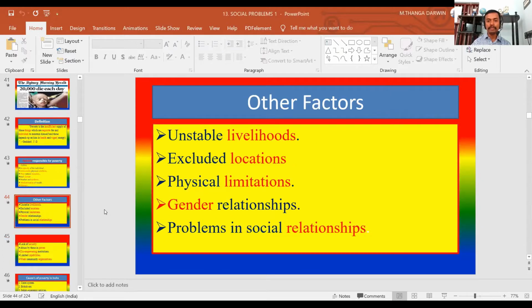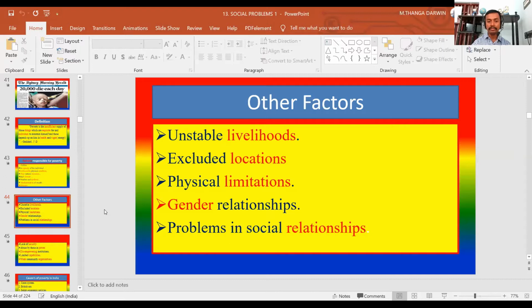Next, other factors: livelihood and unstable locations. For example, some areas are difficult for people to live in, and there is a lack of jobs. Then physical limitations due to physiological factors; physical factors mainly means climate. Then gender relationships, male and female. In the family, the husband and wife relationship. The main concern is that gender equality should be considered for poverty eradication.